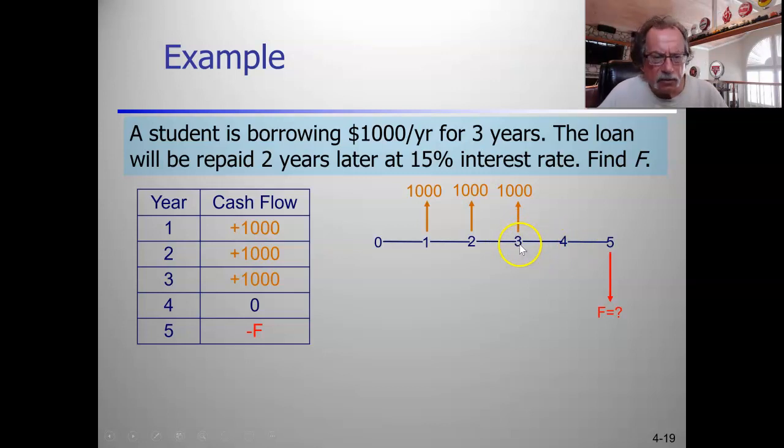So we can do it several different ways. We can compute a single amount at the end of period 3, then bring it forward 2 years. We can compute a single amount at time period 0 with a P given A formulation, then take that forward 5 years. Or we can do this individually. So there's multiple ways to do this type of problem. The key thing is to lay out the cash flow diagram to understand where your cash flows are coming from and the time involved.